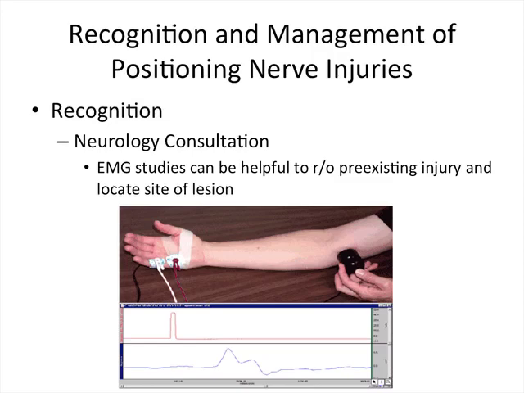So EMG, electromyogram studies that are abnormal at the beginning suggest a pre-existing injury, whereas nerve conduction studies will be abnormal. And you can actually locate the site of injury, so as to ensure that it is indeed a peripheral nerve injury and not a central stroke or missed CVA.